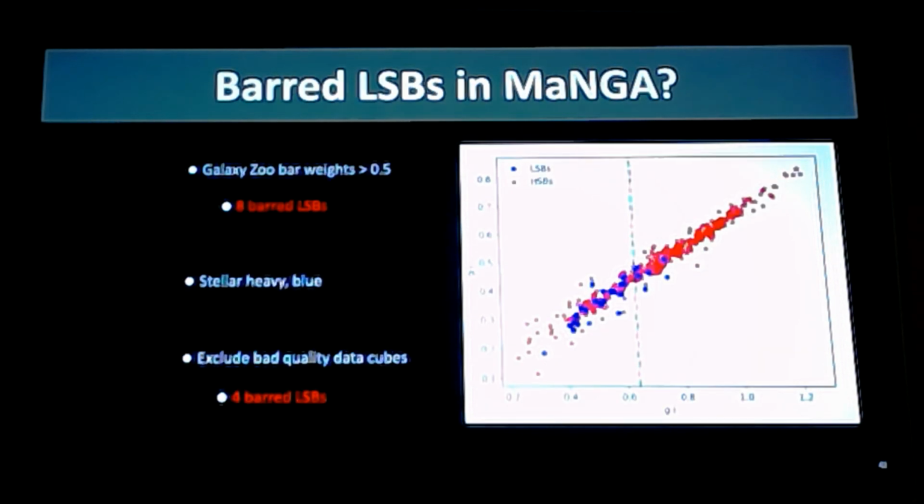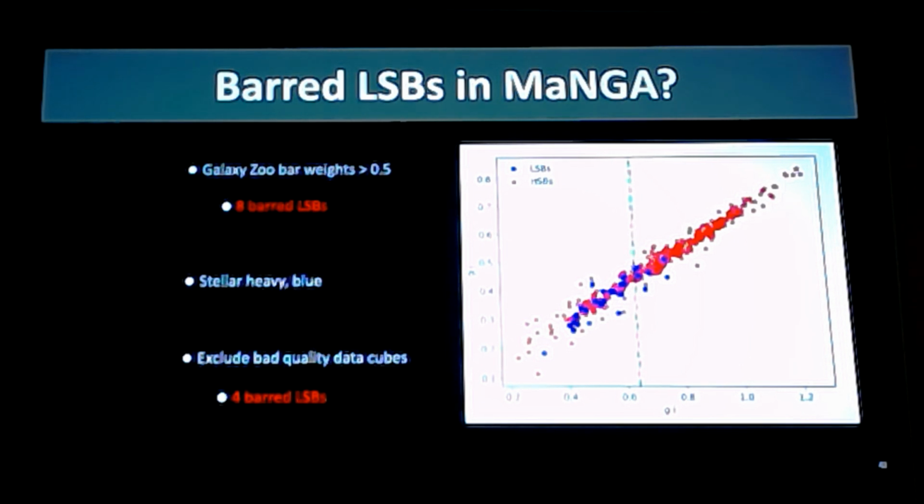Well, what about bars in MaNGA? Maybe there's only a handful, but maybe we could use this data. Again, if we reference the Galaxy Zoo catalog, we can insist on a bar fraction weight. If we do that, however, there are 8 barred LSBs out of the total 1,500 disk galaxies. And if we insist that it's good quality, there's 4 in MaNGA. This is just showing that a proposed sample would be very blue.